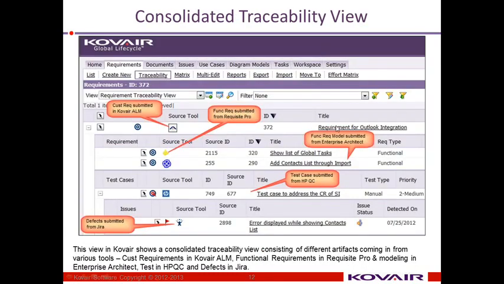This is a sample traceability view from the Kovair application, where you can see different artifacts in a tree kind of structure, where the first one is a requirement defined in Kovair. At the next level, we see a Requisite Pro requirement and an Enterprise Architect model, and some test cases from Quality Center, and some defects from Jira. This is a real snapshot from the Kovair product where you can see the data integrated from across all the tools.